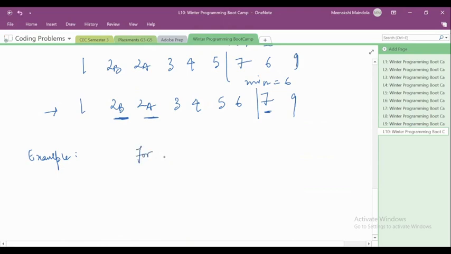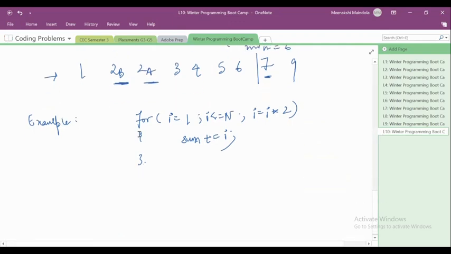Anyway, let us move ahead and look at certain different examples and find out their time complexities. Say, for example, you have this for loop starting from 1 and going on while I is less than or equal to n, with I equal to I multiplied by 2, and you do sum plus equal to I. First of all, tell me what this will do, and then tell me what will be the time complexity for this for loop.